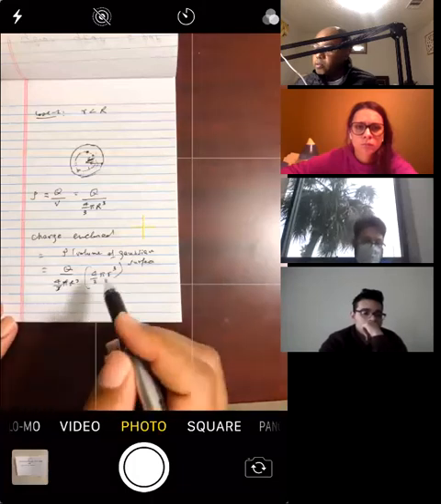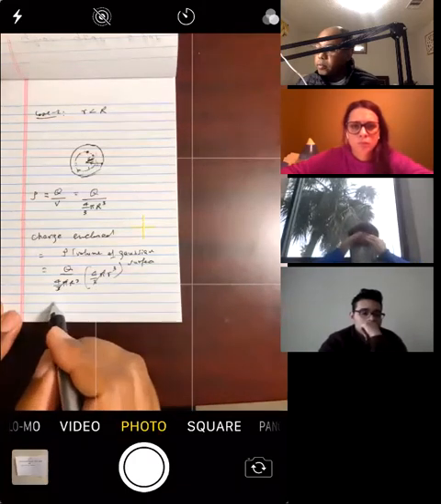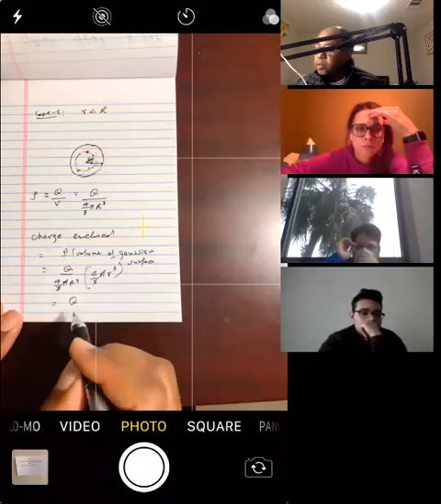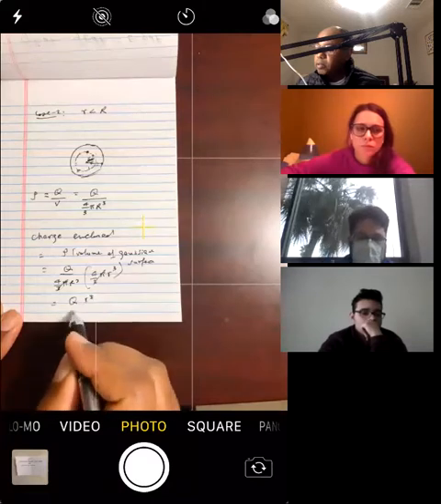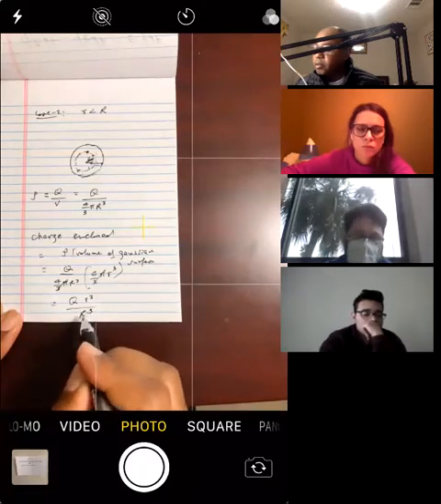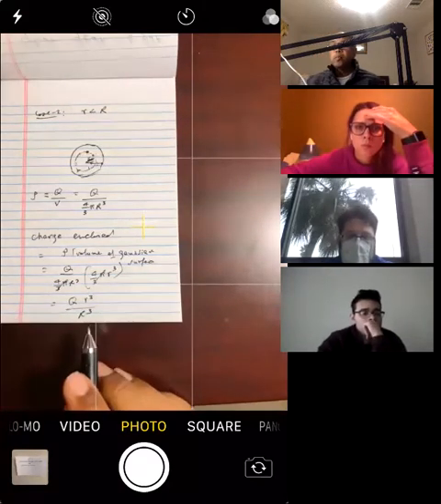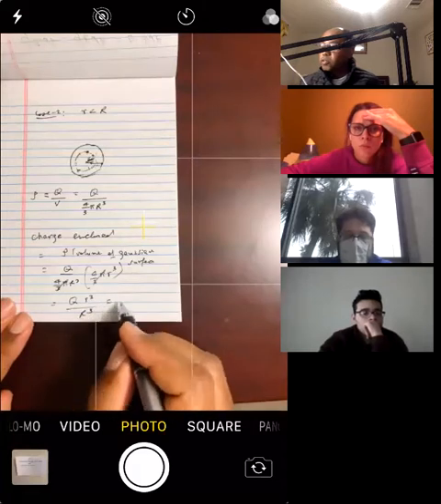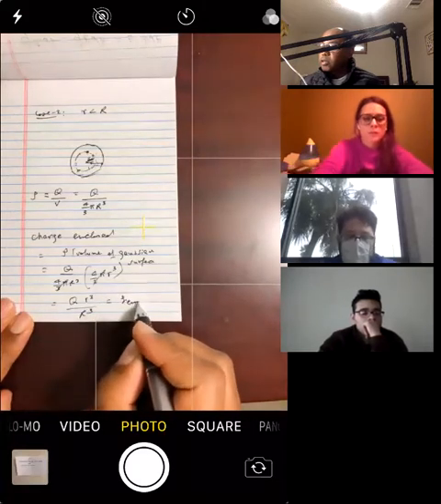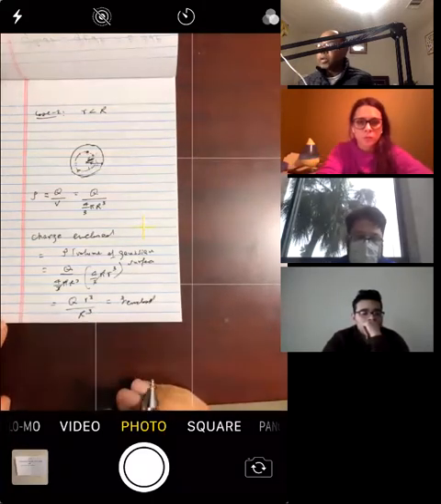So the 4/3 pi goes away, and what you have is Q r cubed divided by the radius of the object, R, cubed. So this is the amount of charge enclosed inside. For this case, this is our Q enclosed.